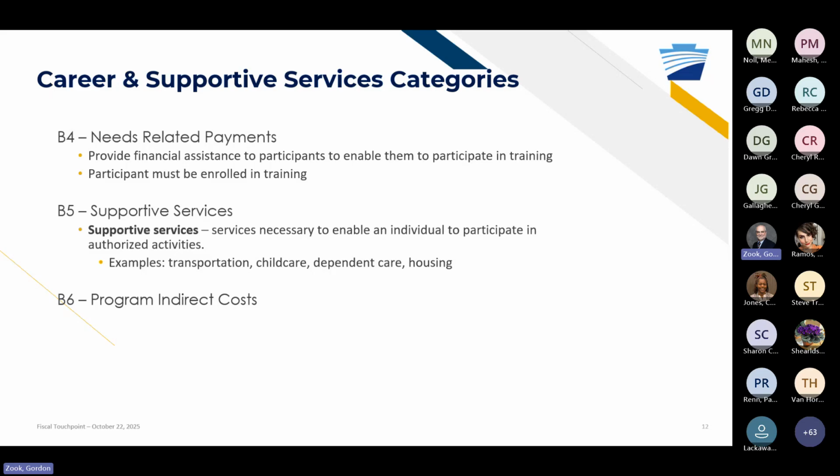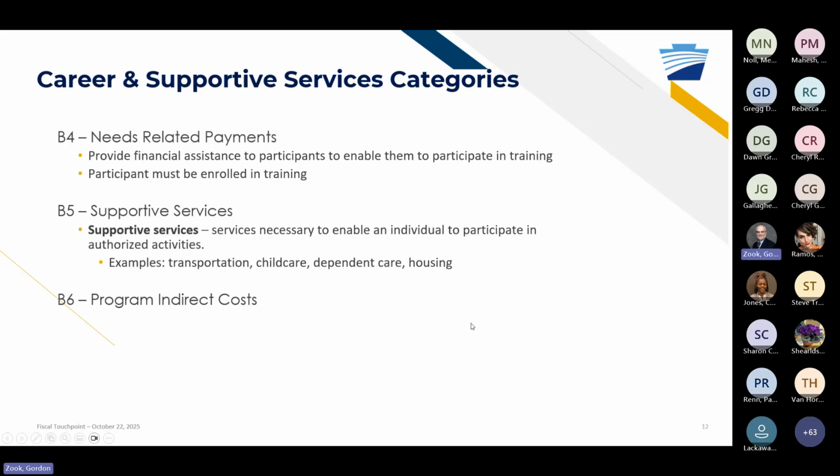B5 is your supportive services, and these are services that are necessary to enable an individual to participate in authorized activities. Examples can include transportation, childcare, dependent care, housing. As Brenda emphasized yesterday in our allowable cost training, it's important to document both the need for these supportive services as well as the fact that they cannot be met from other sources. So both elements of that are important to have in your supporting documentation.